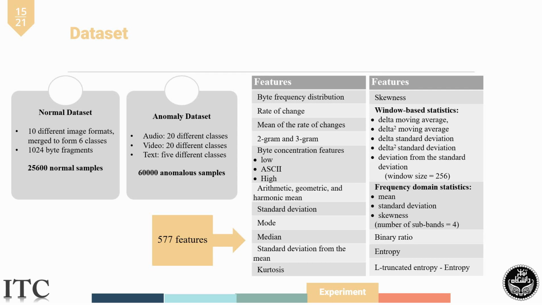First, we need to present the data sets. Our normal data set includes 10 different image types. Some of them were merged to form a more general class because of the similarity between these classes. This results in 7 normal classes of around 2,500 image fragments. 80% of them are used in the training set.